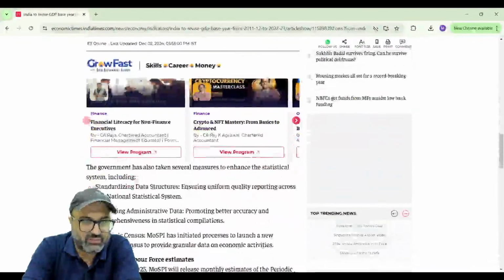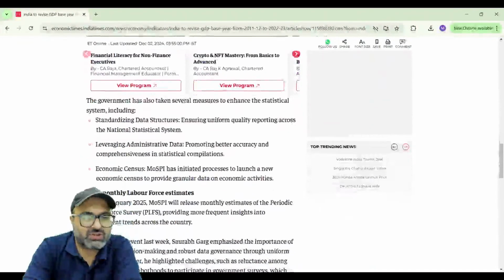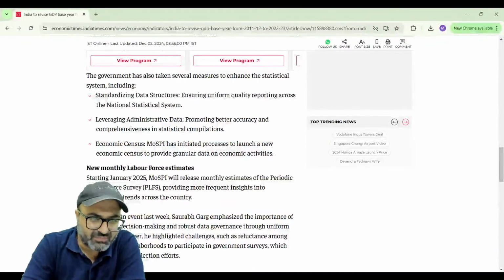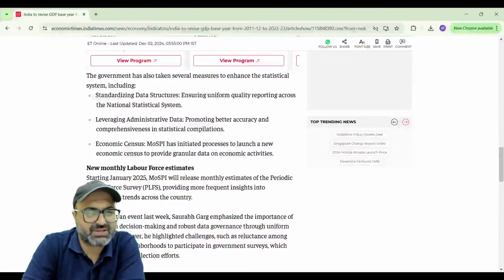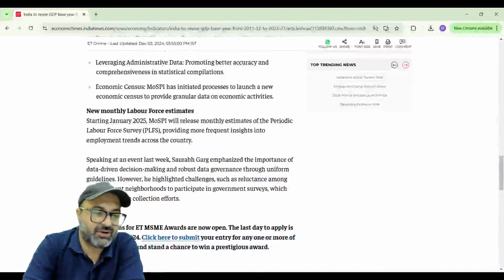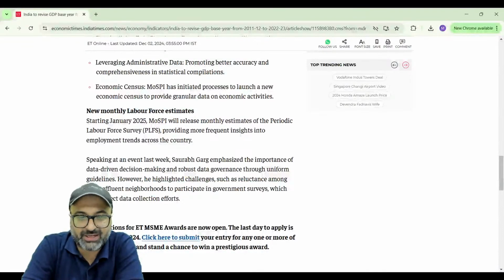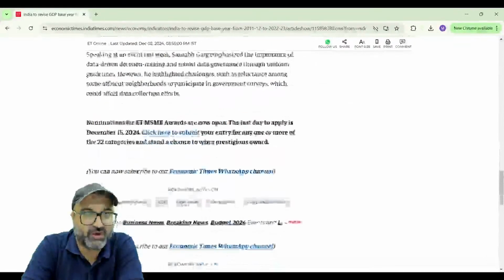As we have discussed, the government has also taken measures to enhance this. The first one is standardization of data structures; leveraging administrative data and the economic census will be utilized. Then, a new monthly labor force estimate: starting January 2025, the Ministry of Statistics and Programme Implementation will release monthly estimates of the periodic labor force survey. This was also updated in the same news.